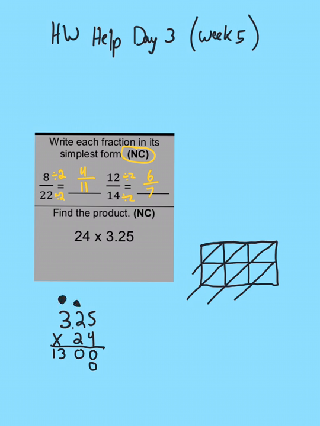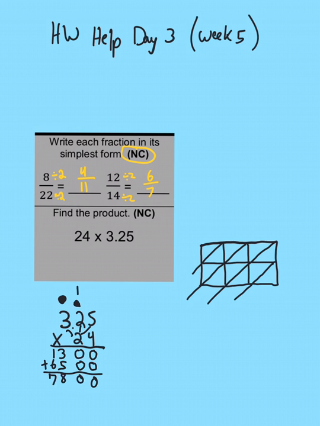Now I'm going to multiply the 2 through everything. So 2 times 5 is 10. Write the 0, carry the 1. 2 times 2 is 4, plus 1 is 5. And 2 times 3 is 6. Add those up, 0, 0, 8, 7.